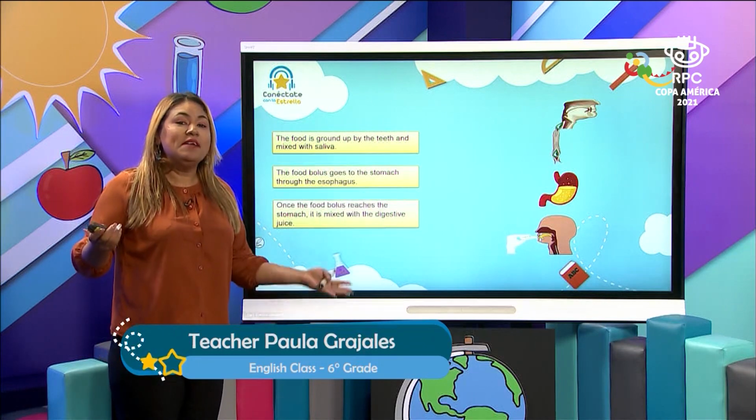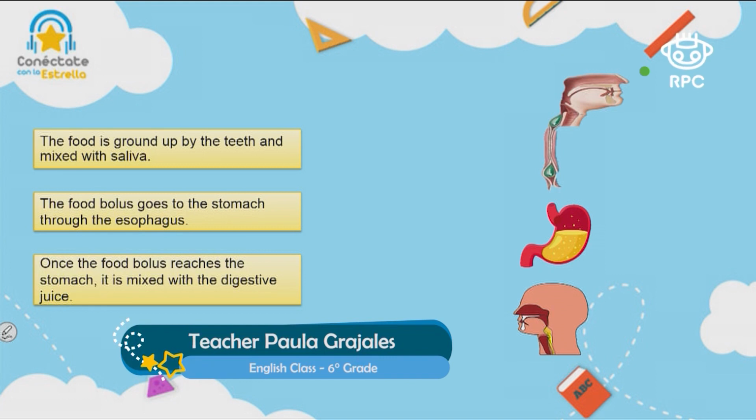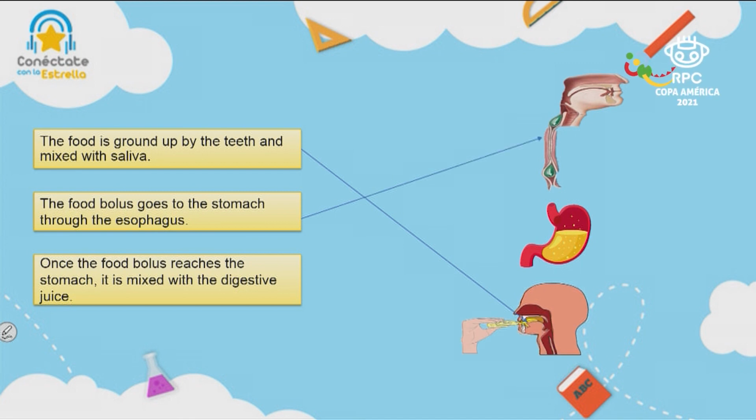Okay, here we have. Let's practice a little more. The food is ground up by the teeth and mixed with saliva. So what do you think is the picture related to the content? Excellent, very good. The food bolus goes to the stomach through the esophagus. What is the picture? The picture number 1, the first one. Remember, the food bolus goes through your esophagus to your stomach.